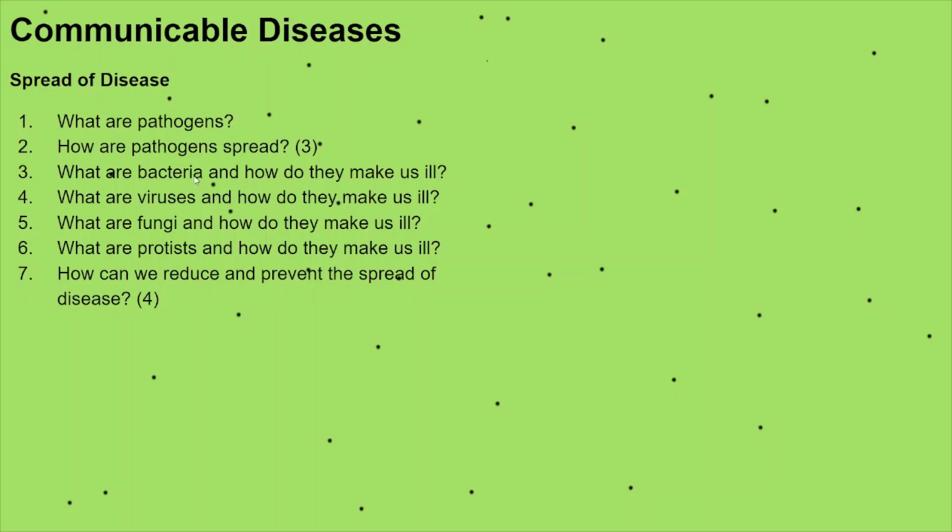So here are the 4 main types of pathogens that you need to know about: bacteria, viruses, fungi, and protists. Bacteria, they're prokaryotes, as we've covered, and they enter our body and reproduce very rapidly due to our body's optimum conditions for binary fission, and they make us ill by producing toxins.